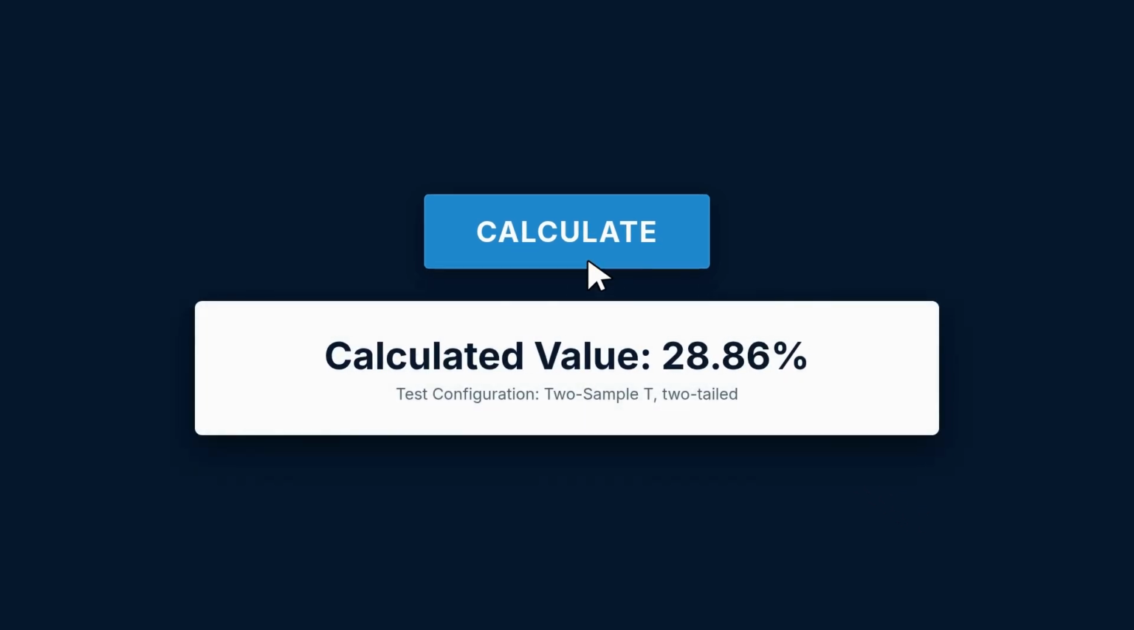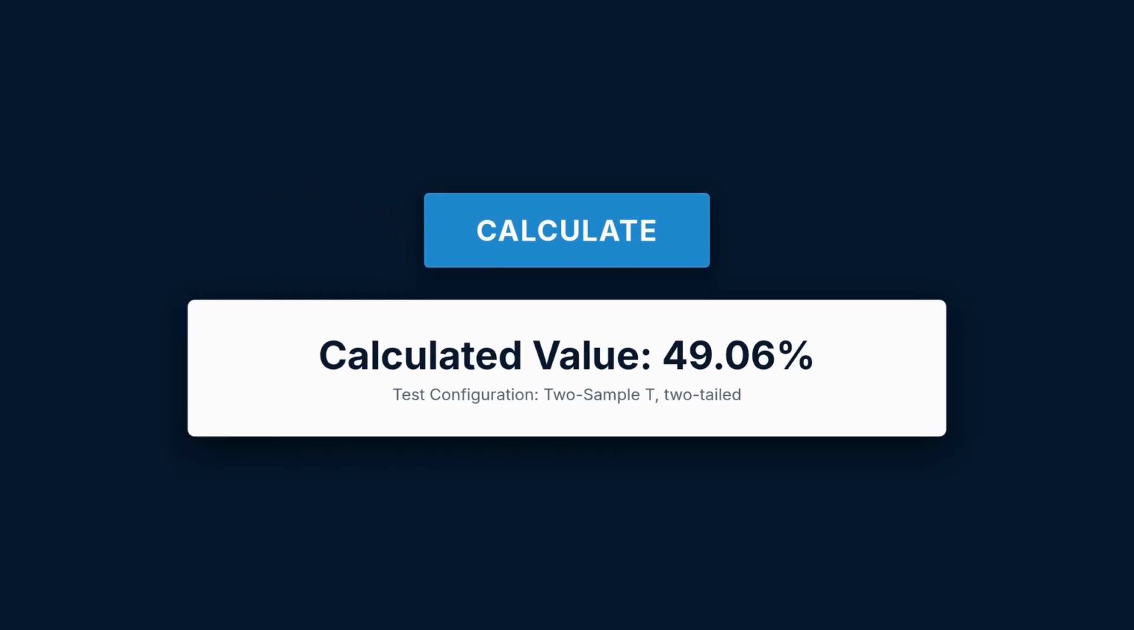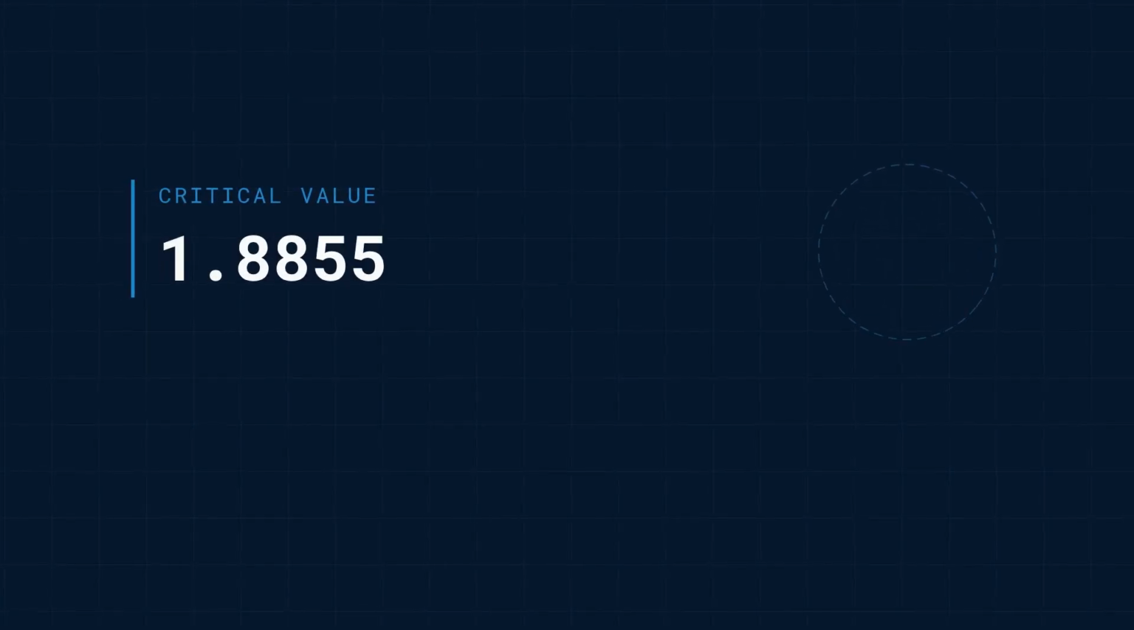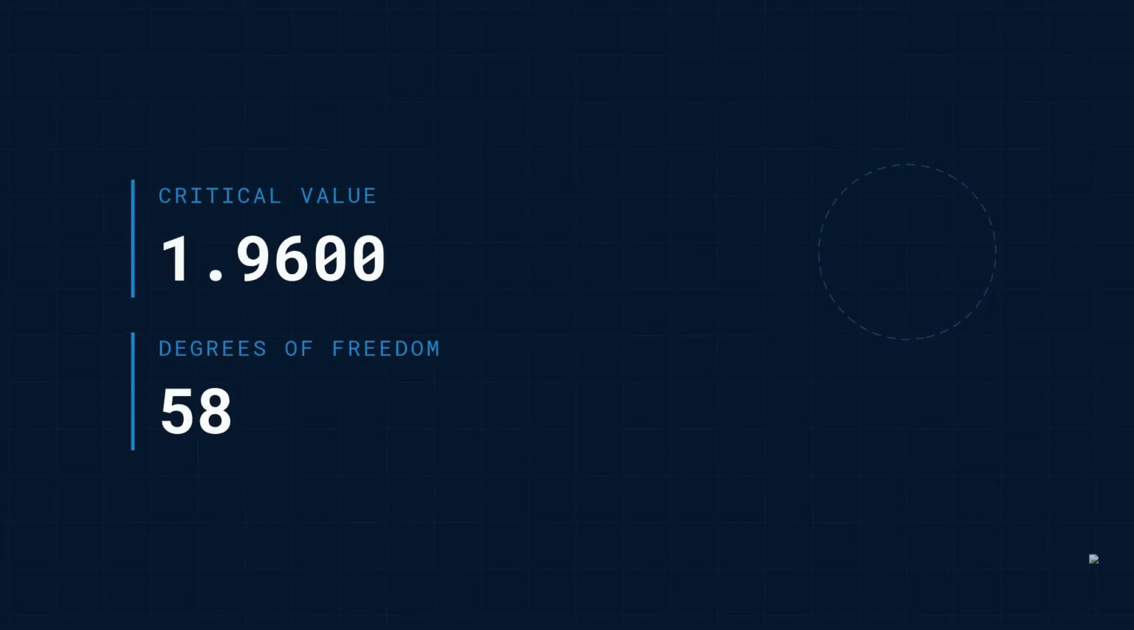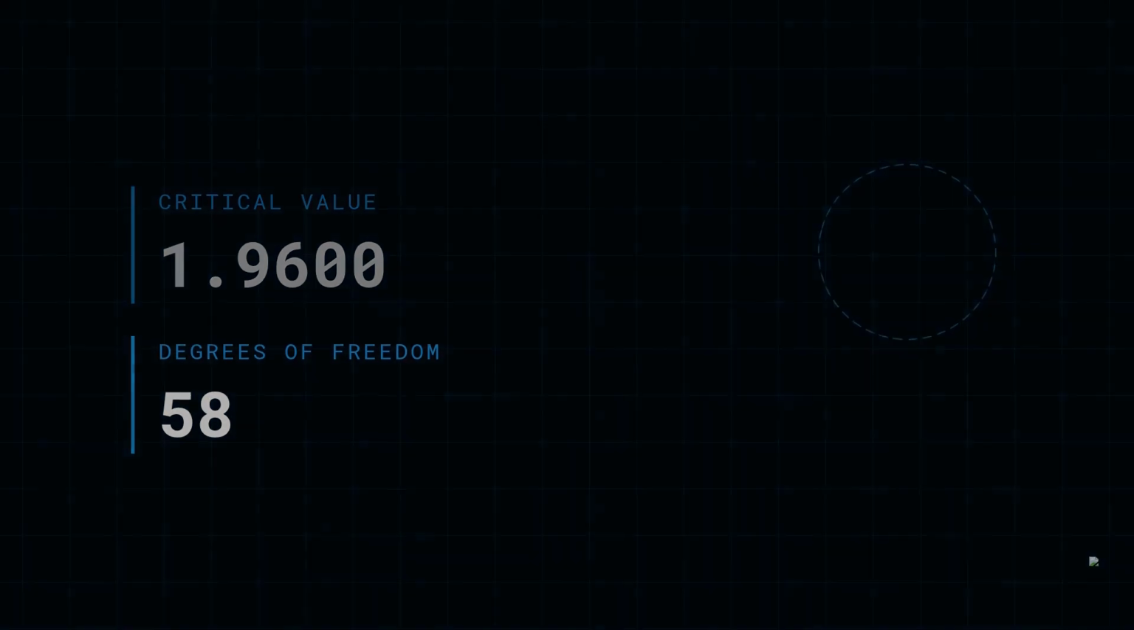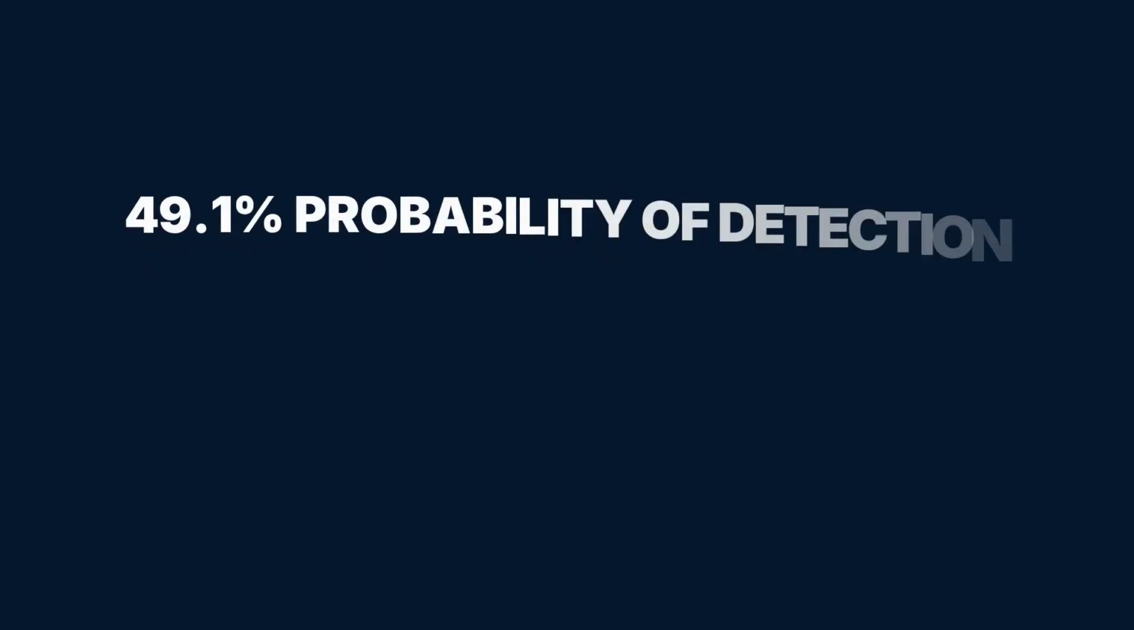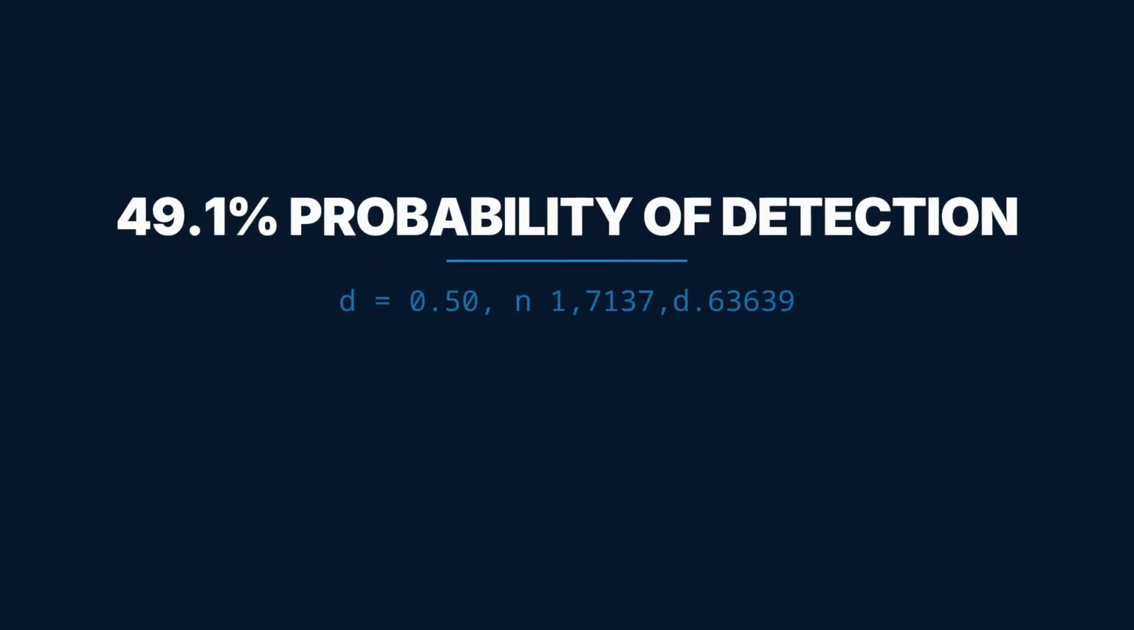The calculated value shows 49.06%. The test configuration confirms 2 sample t, 2-tailed. Critical value is 1.9600 with 58 degrees of freedom. The interpretation tells us this study has a 49.1% probability of detecting an effect size d equals 0.50 with n equals 30 per group at alpha equals 0.05.